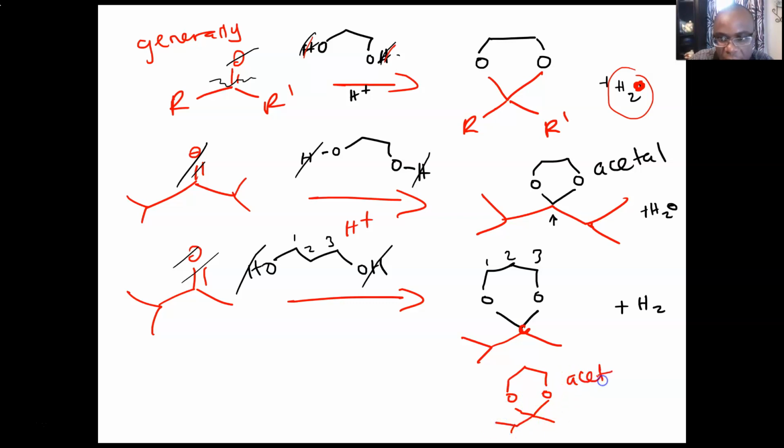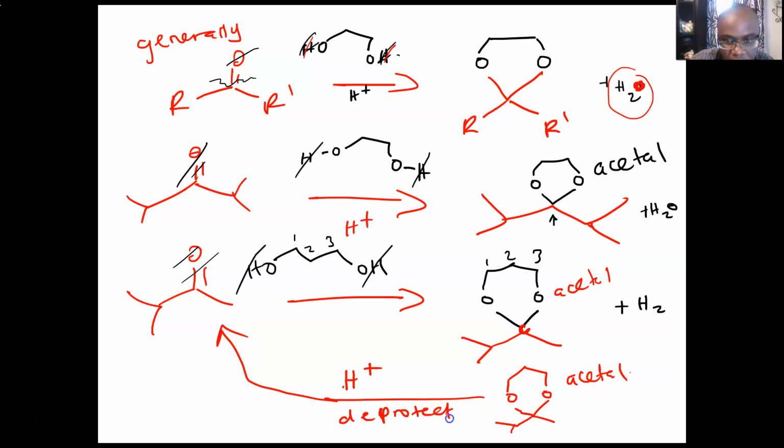That's still a cyclic acetal. Okay, so these are protecting groups, of which if I want to go back here, it's very simple. I just add an acid catalyst. That will be the deprotection. So again, if I want to move from here back to where I started, I just add an acid catalyst. That will be the deprotection.